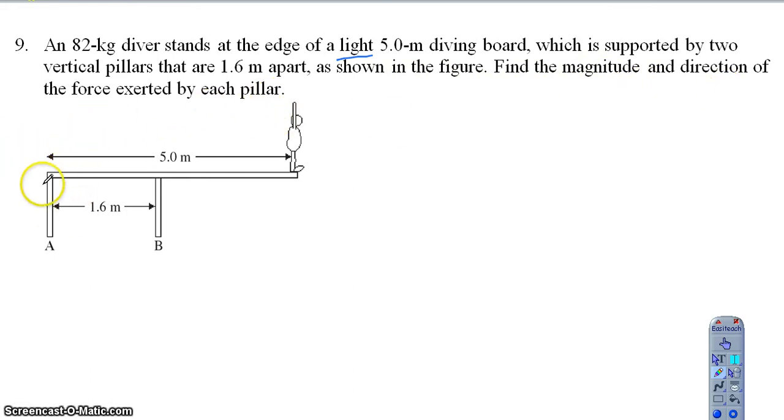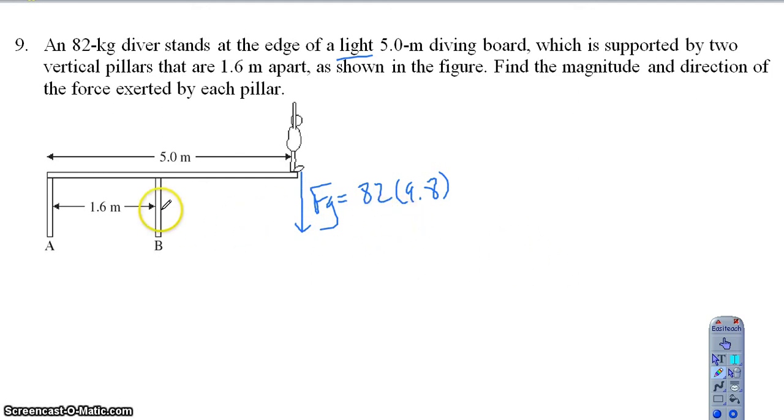So we're trying to figure out exactly what the forces of these 2 pillars are going to do. Right now it's a little bit of a question mark. We know that the force of gravity on the diver is definitely going to be pulling down. That force would come from his mass of 82 kilograms times 9.8. If we want to calculate that number so that we've got it to work with, we could, but ultimately that's going to come into play in the calculations.